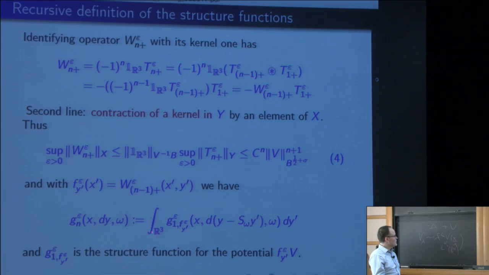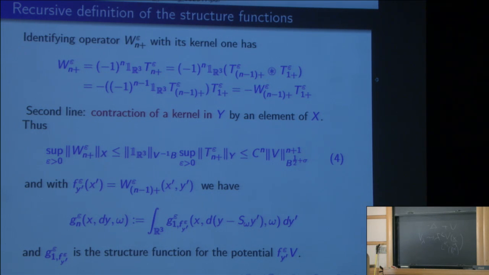Again, I repeat myself, I don't know how much you want to see, but I want to emphasize this. You may ask, well, how do you find the structure function? And the answer is you find it recursively from the first one, from G1. And here is the formula. How illuminating this is, I don't know.